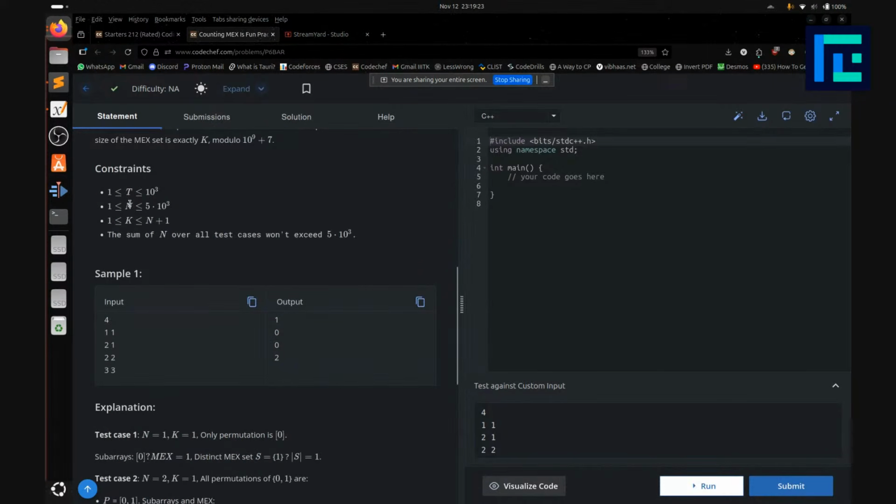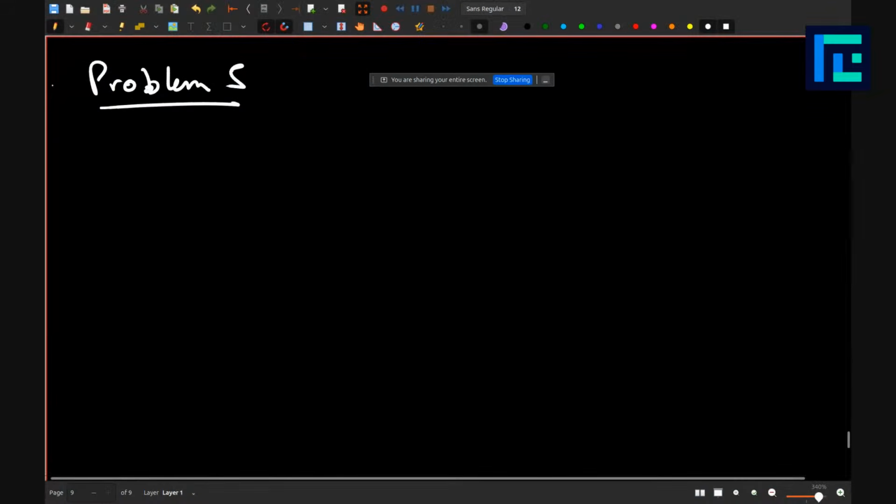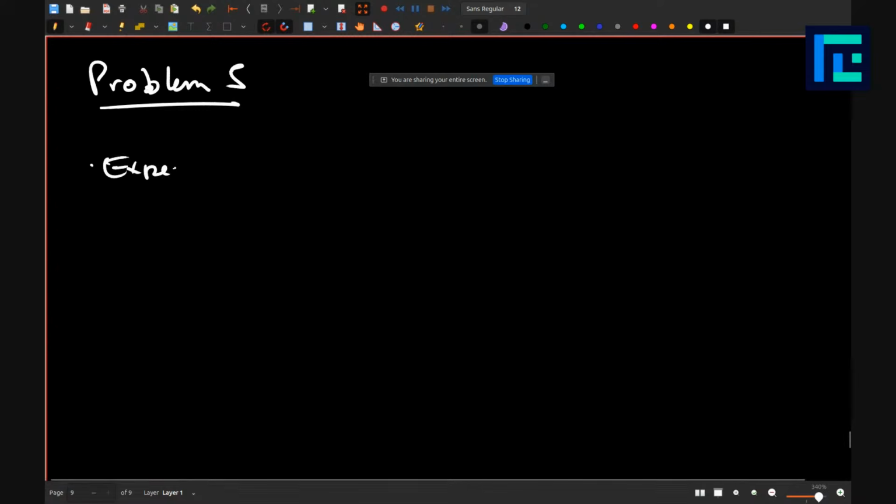Observe the constraints. So n and k go up to 5000. Okay, so n and k go up to 5000. So big O of n squared, big O of n times k solutions are possible. Okay, so just let's write this down. Expected time complexity.